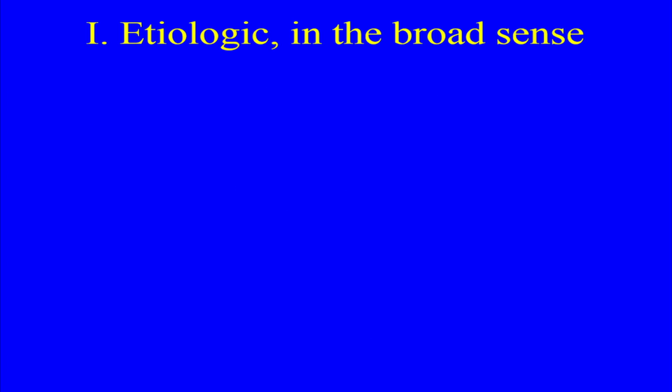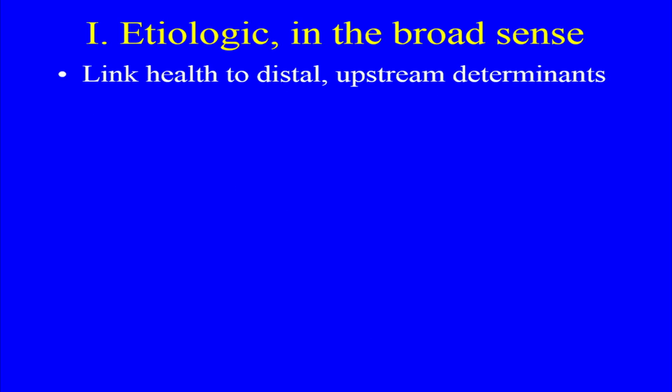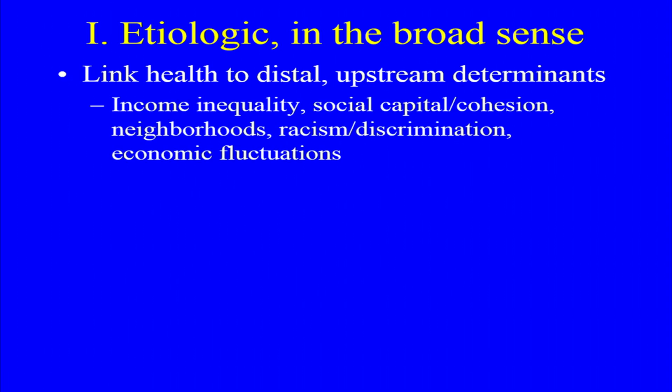What are the kinds of things that we've worked on so far? We've linked health to distal and upstream determinants, and I think there's been a lot of productivity in this area. I'm listing some here: income inequality, social capital, neighborhoods, racism, economic fluctuations. Now there may be debates about how important all these things are, and whether they are causal or not. But nevertheless, there's a large body of work that is focused on these kinds of domains with some important lessons. What are some directions in this area?